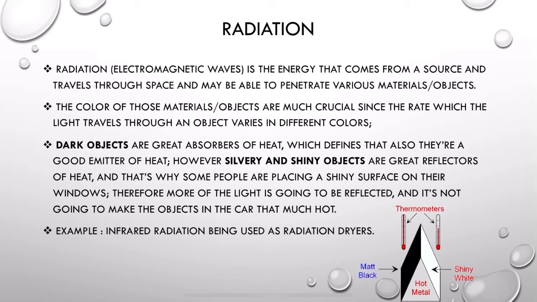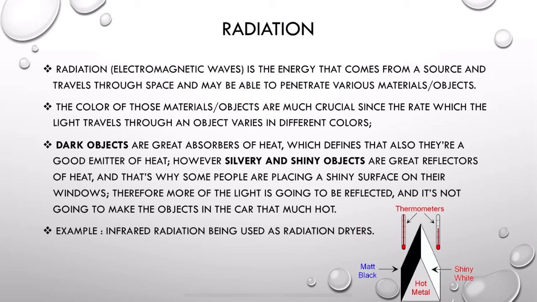That means they are not going to encourage that radiation, that light, that electromagnetic wave, to enter the object. Instead, they are going to reflect it. So they are great reflectors of heat. And that's why some people place a shiny, white, or silvery surface on their car windows. Therefore, most of the light is going to be reflected, and it's not going to make the objects in the car that hot.